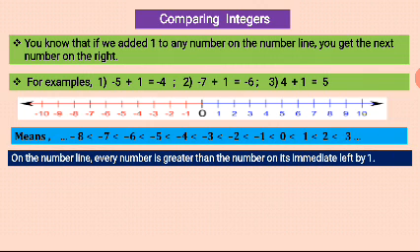On the number line, every number is greater than the number on its immediate left by 1. In Marathi: या नंबर लाईन वरती प्रत्येक नंबर हा त्याच्या जवळच्या डावीकडील नंबरपेक्षा एकने जास्त किंवा मोठा आहे. Observe carefully.